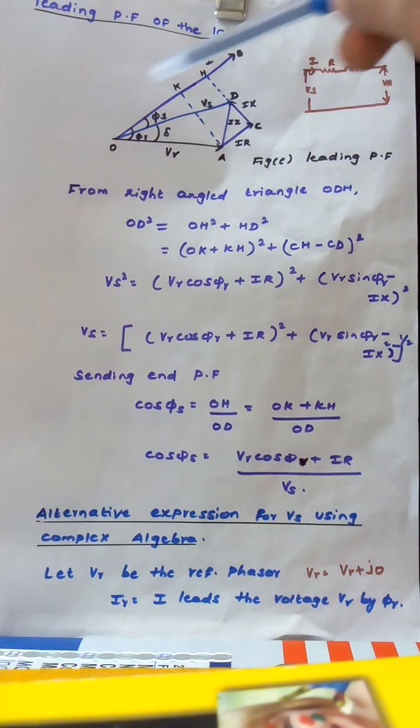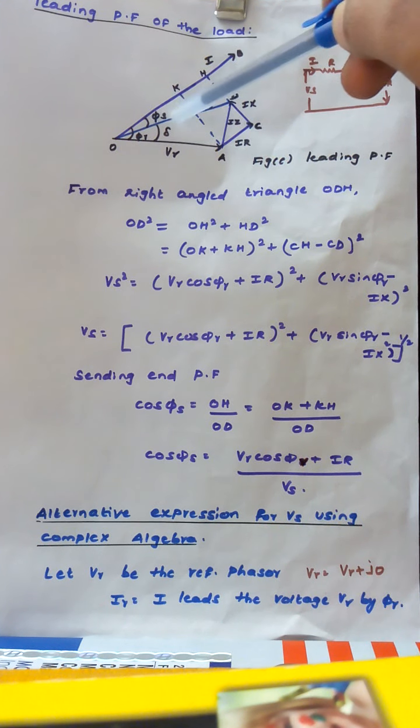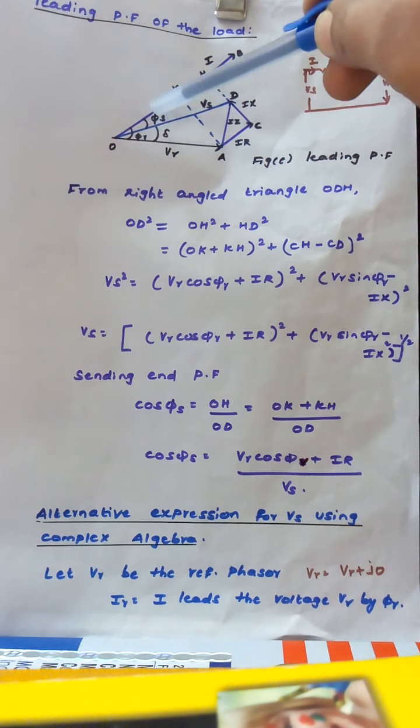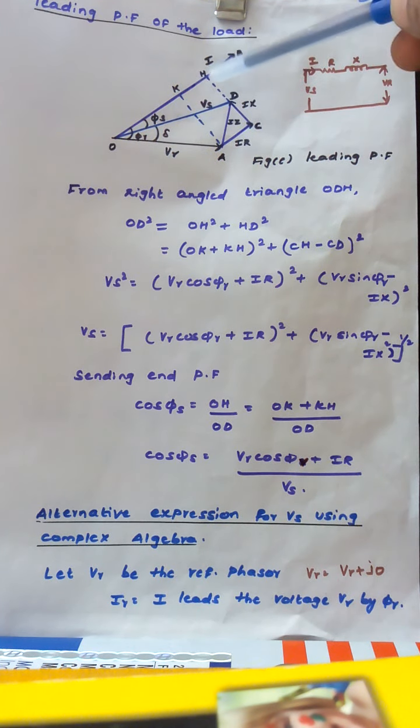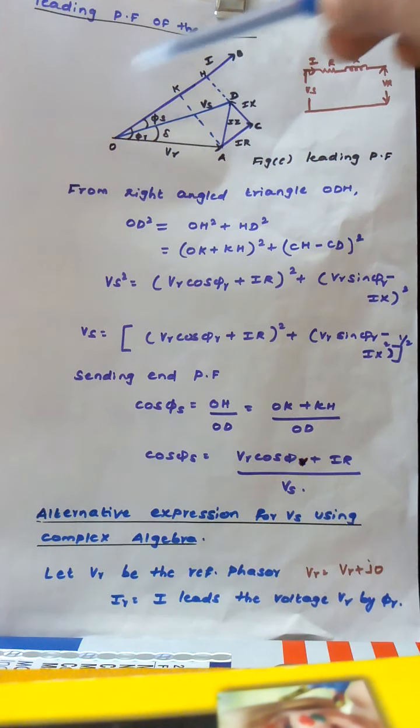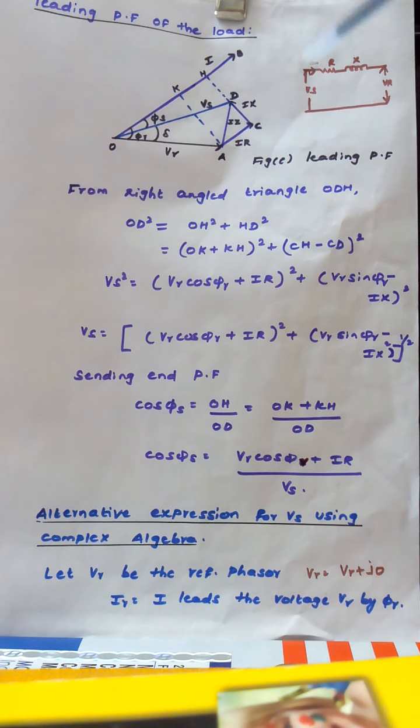Now here the current I leads this voltage VS by an angle phi S. Next, delta is nothing but the phase displacement between these two voltages. So this is your phasor diagram for the leading power factor of the load.